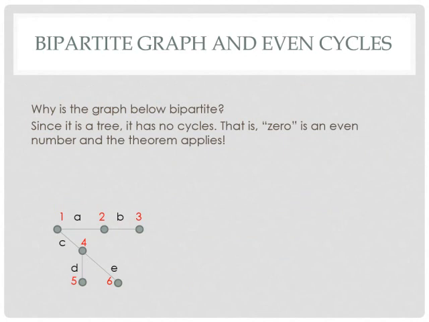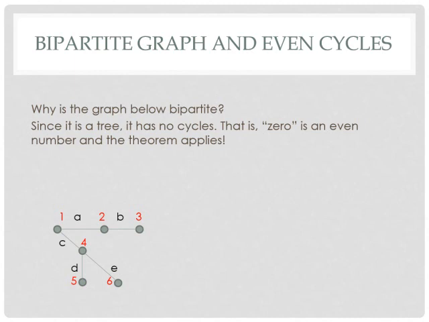We used this graph previously to discuss walks on graphs, and notice that it has no cycles. You could say by default that it has no odd cycles if it has no cycles, so the theorem applies. Or you could say all of its cycles are of length 0, and 0 is an even number. So clearly, a graph with no cycles is bipartite.